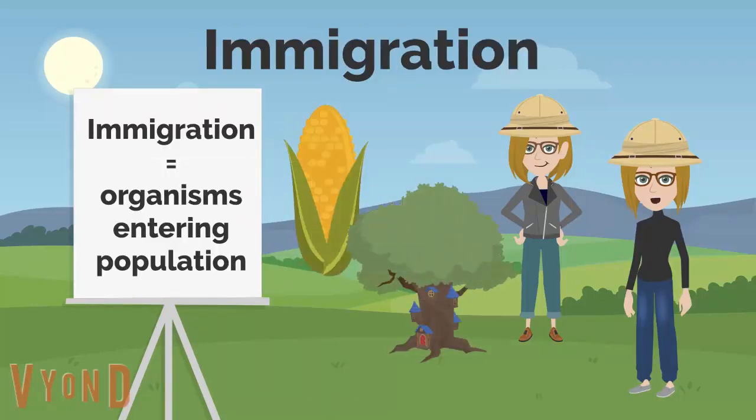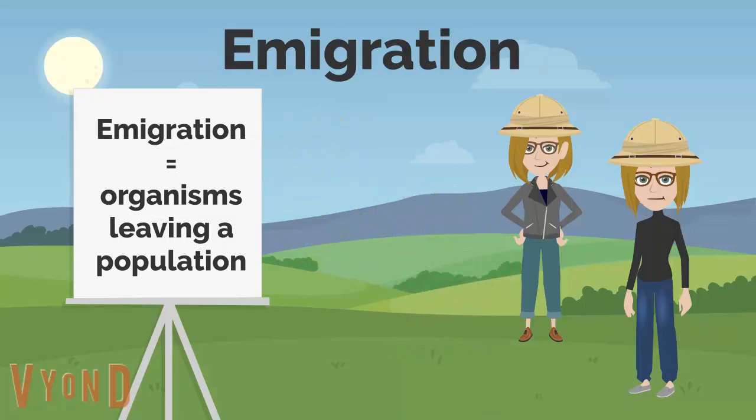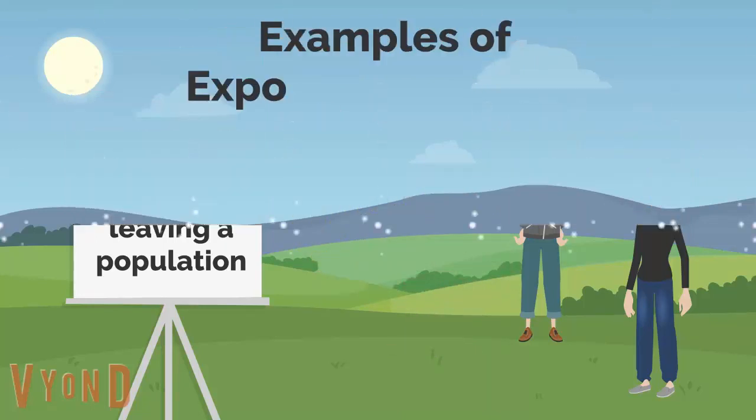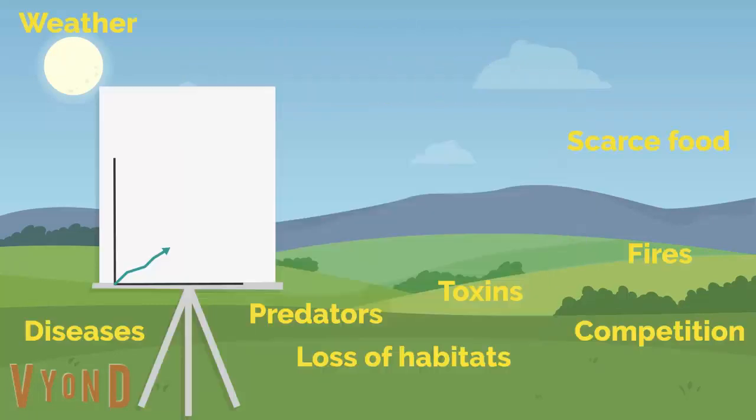Immigration is the entering of individual organisms into a population, and emigration is the leaving of individual organisms from a population. It is said that the human population of the Earth is in an exponential curve for population growth. The human population is increasing every year.